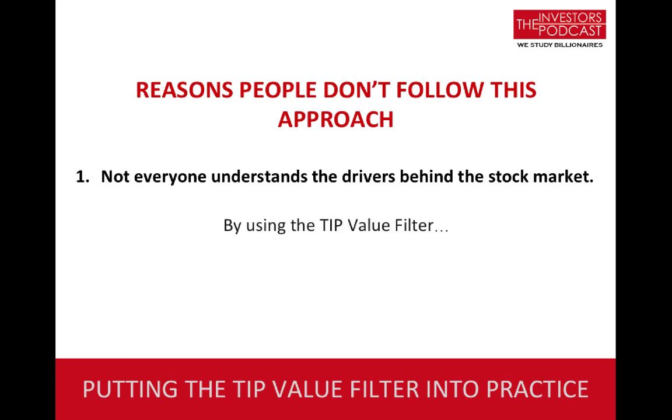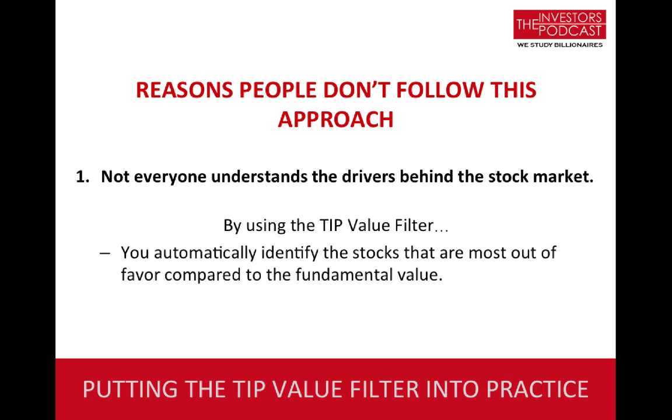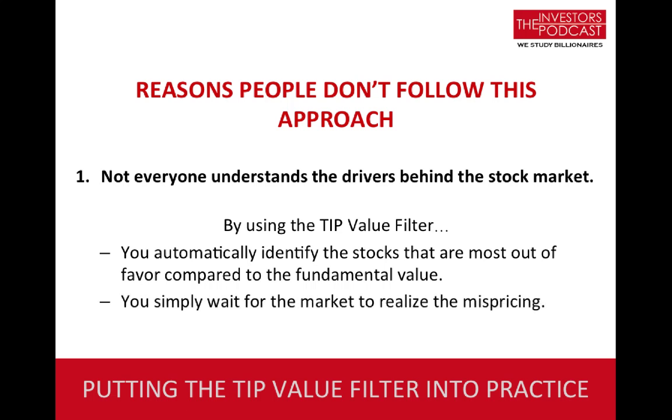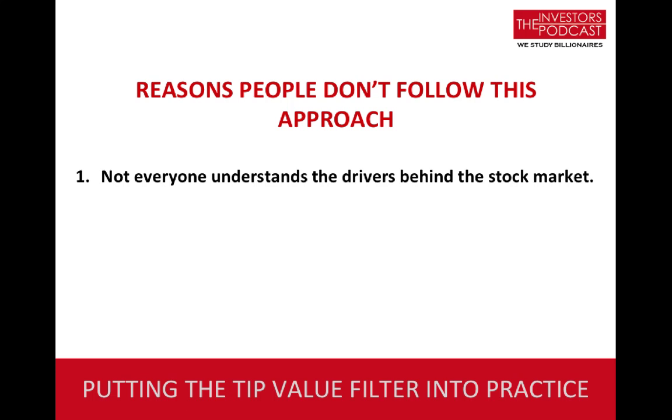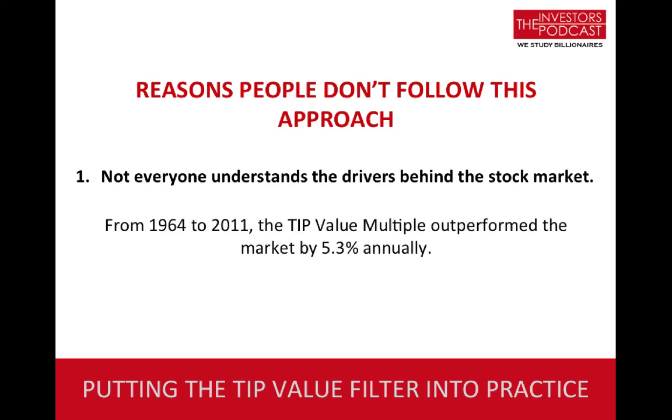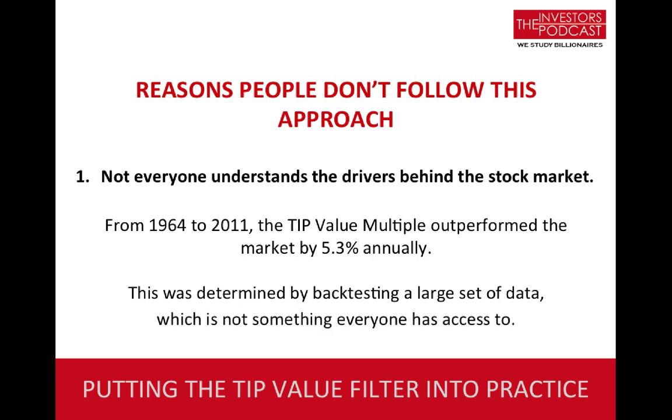By using the TIP value filter, you will automatically identify the stocks that are most out of favor compared to the fundamental value. And you'll simply wait for the market to realize the mispricing. As we saw in Module 4.2, from 1964 to 2011, the TIP value multiple outperformed the market by 5.3% annually, which is found by backtesting a large set of data. Obviously, this is not something everyone has access to. So even if you do understand the drivers, there is a lot of information out there that is not accessible to everyone, which is another reason why a lot of investors don't follow the strategy.